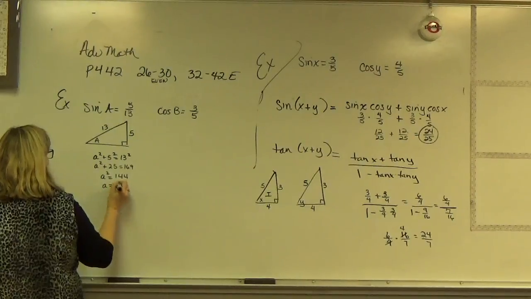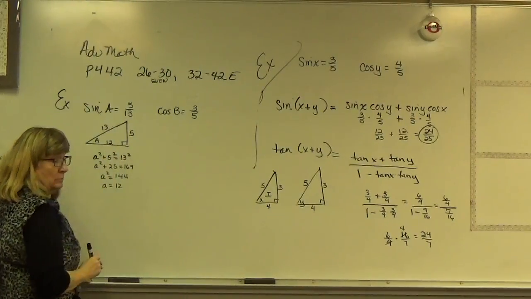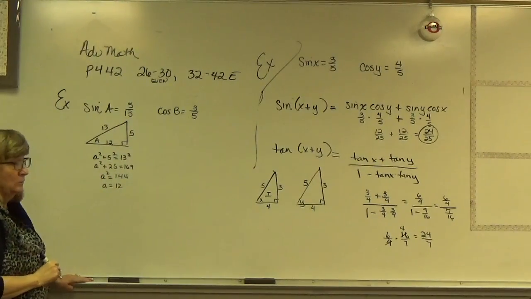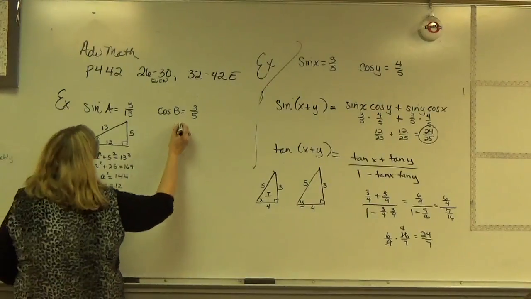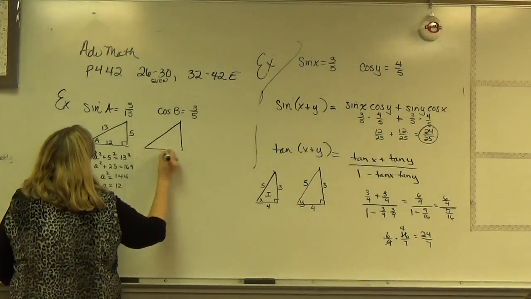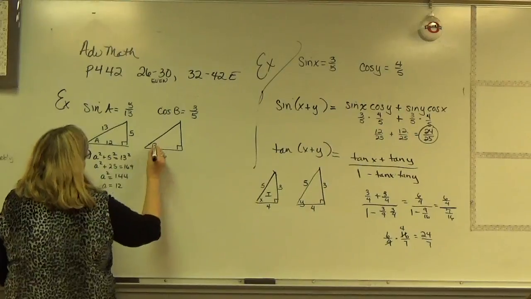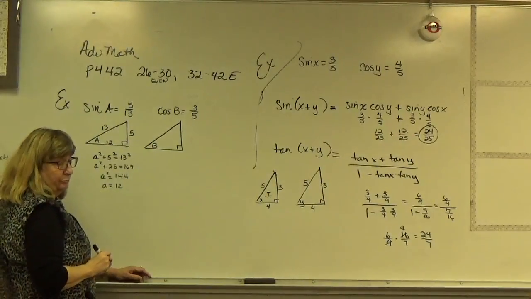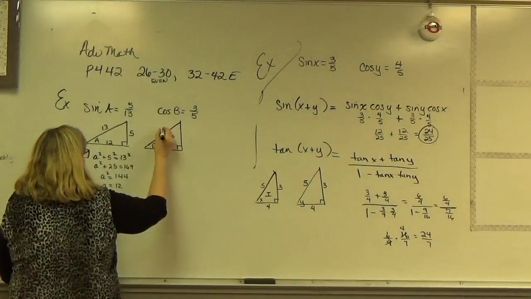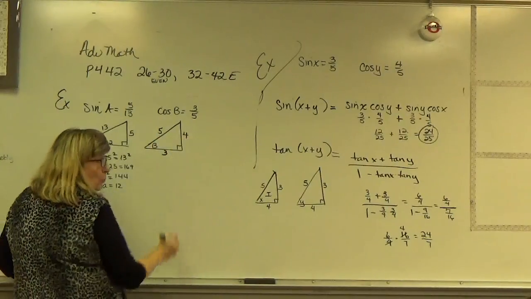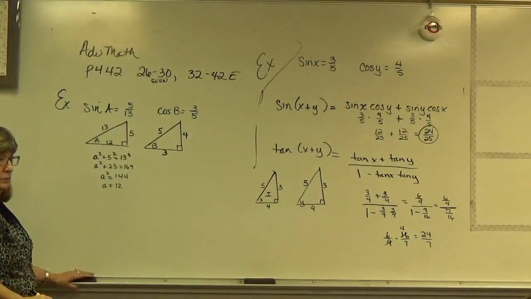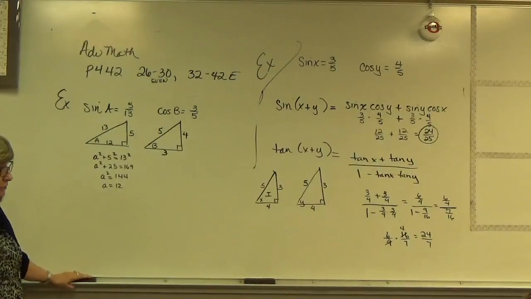So a equals 12. Okay, the second triangle is the B triangle. What's cosine by definition? Adjacent over hypotenuse. So 3, 5, so we know this one's 4 because of the 3, 4, 5 triangle. Okay, so we're good so far.